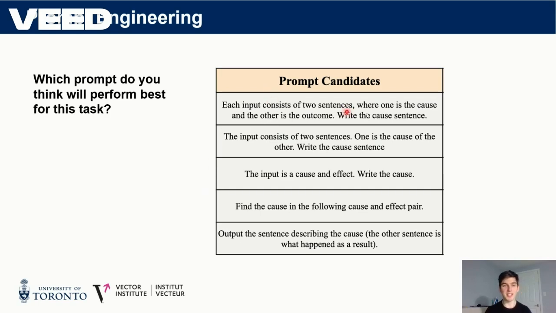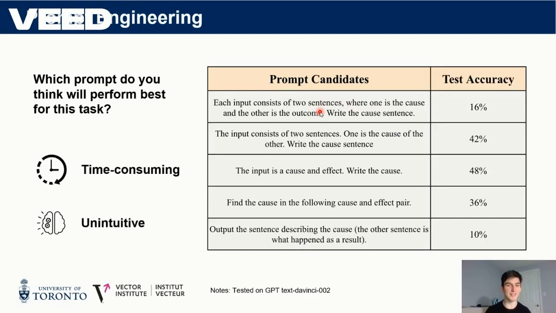And you might think of heuristics like maybe this first instruction works the best because it's the most detailed and the longest, but these heuristics don't generally apply. In fact, the process of prompt engineering is very unintuitive, which makes it very time consuming for developers. And furthermore, it's really not a step we can skip, because the difference between a good instruction and a bad instruction can be up to 40% in test accuracy.